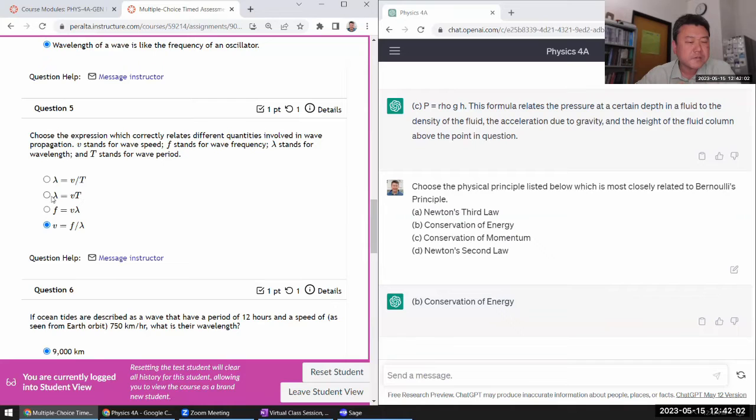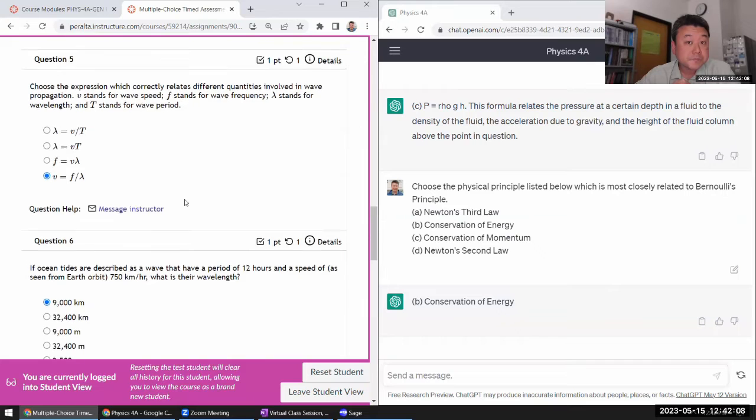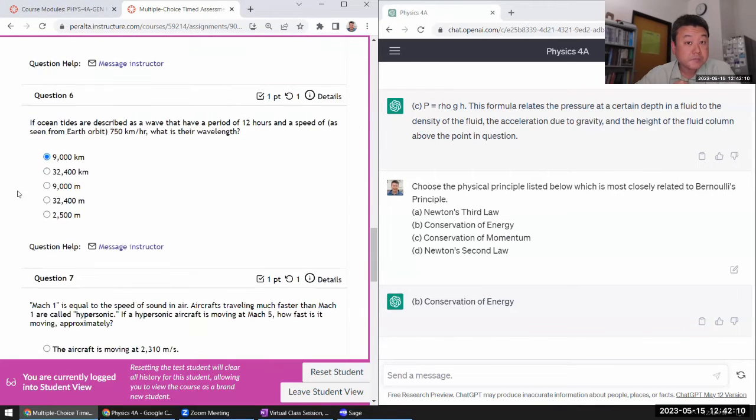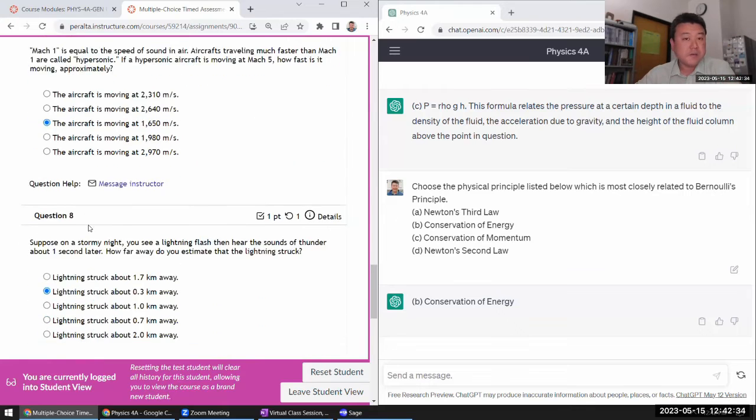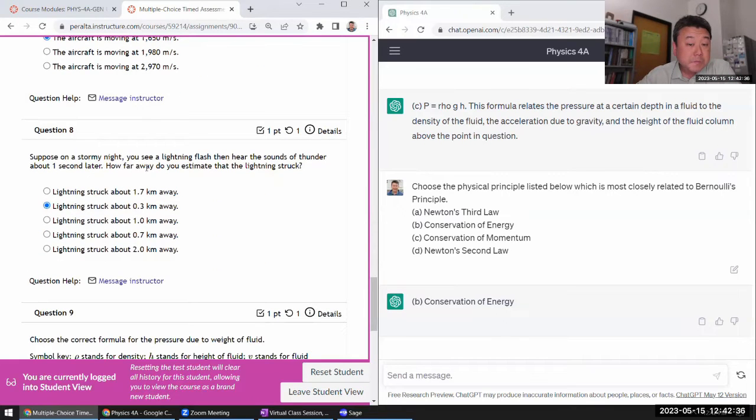Lambda is equal to V times T. So, yeah, missed the two. Well, so 12 hour speed of that, I probably got that right. Yeah, I think. So got four right. 7 Mach 1 is Mach 5. Yeah, I think I got the right for 5. Second letter, yeah, got the right 6.